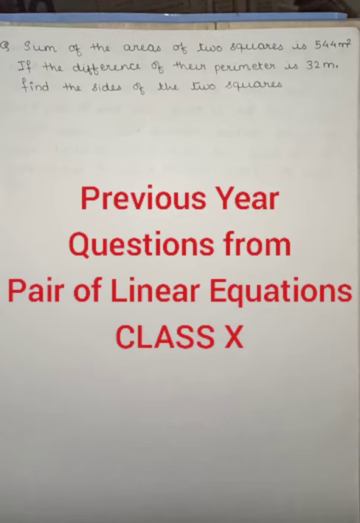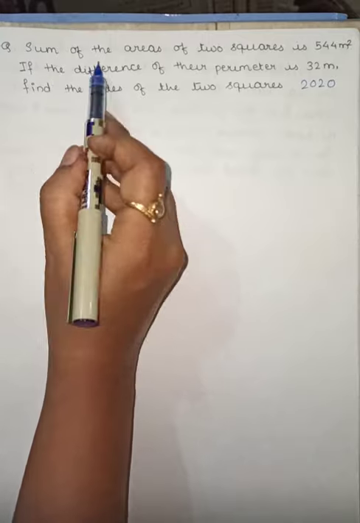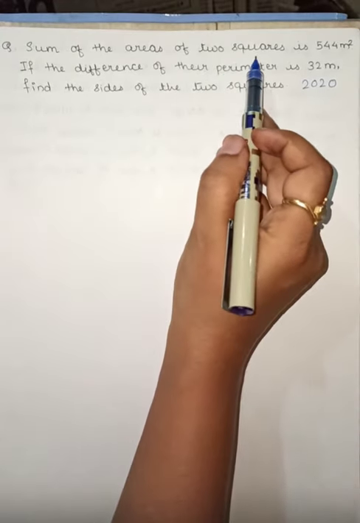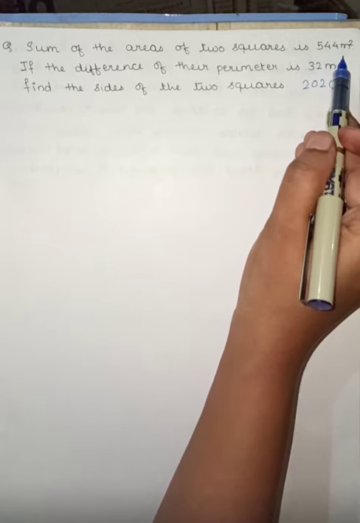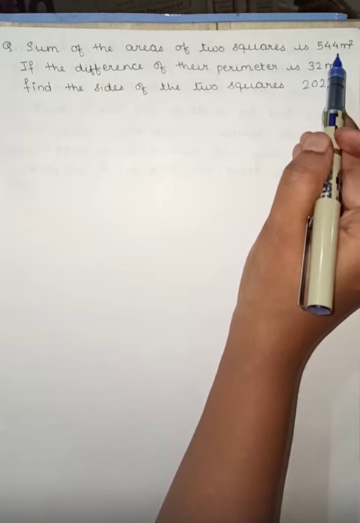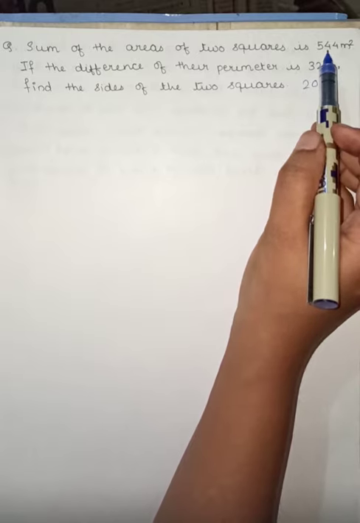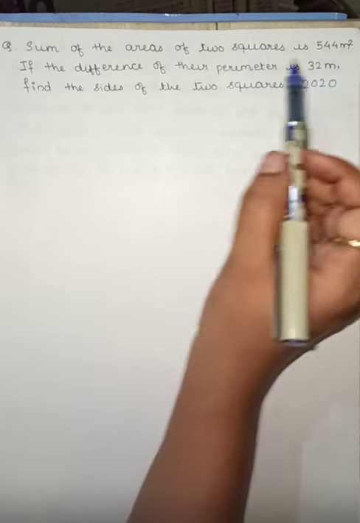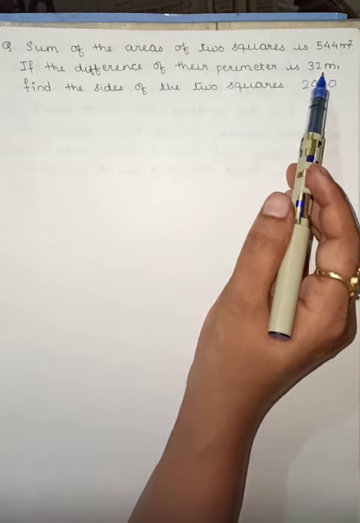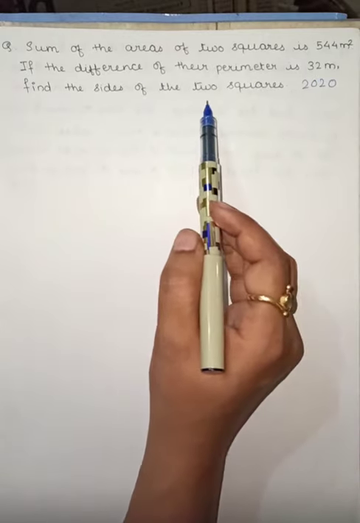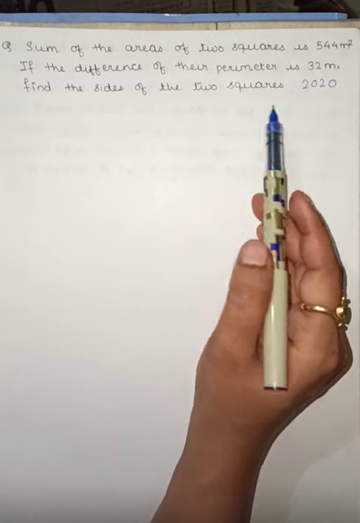Next question, again from the same year 2020. The sum of the areas of two squares is 544 meter square. There are two squares and the sum of their areas is 544. If the difference of their perimeters is 32, find the sides of the two squares.